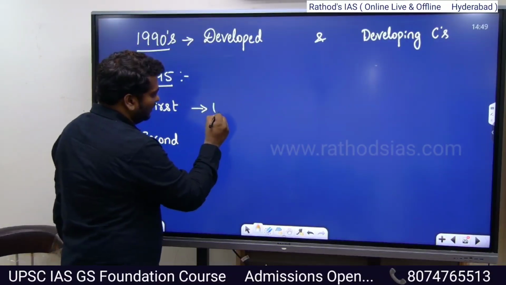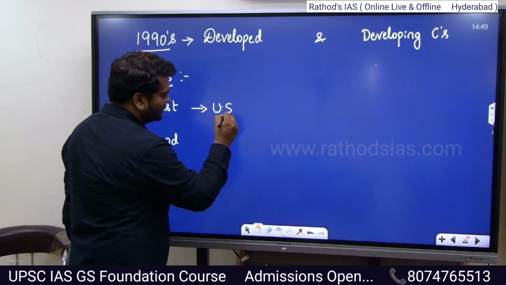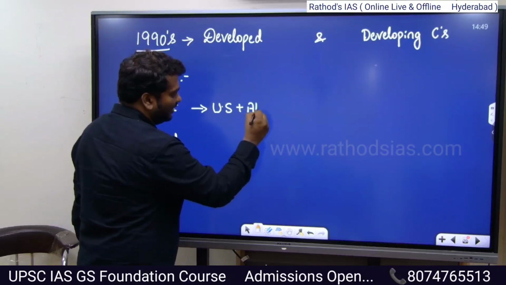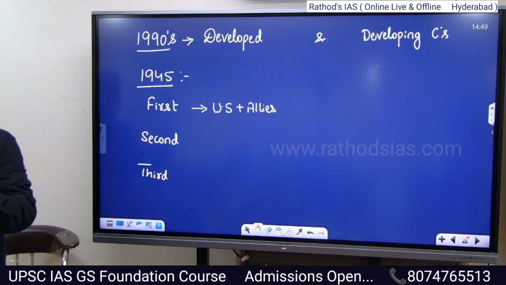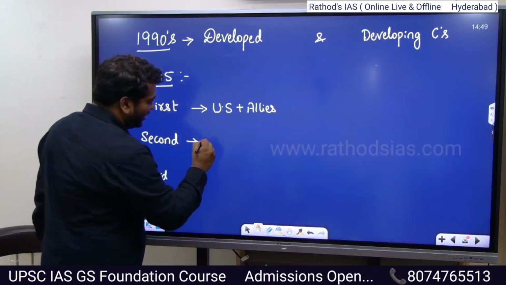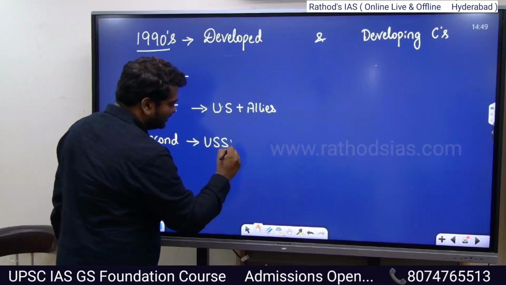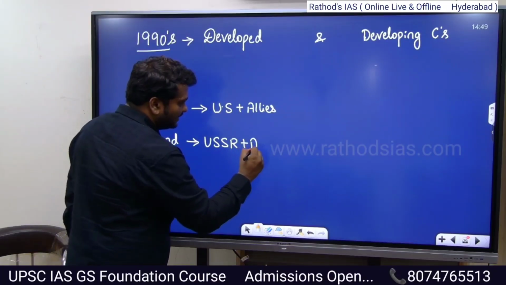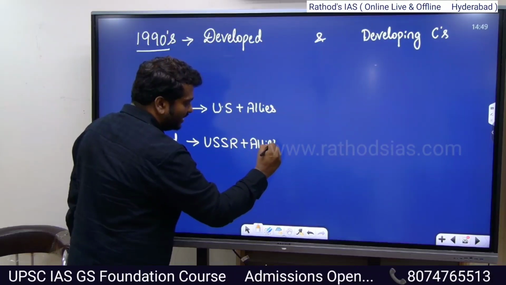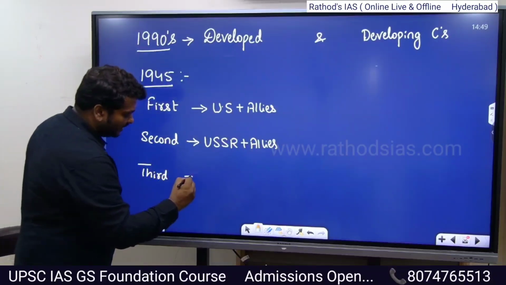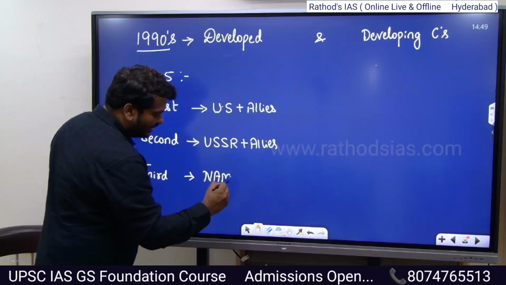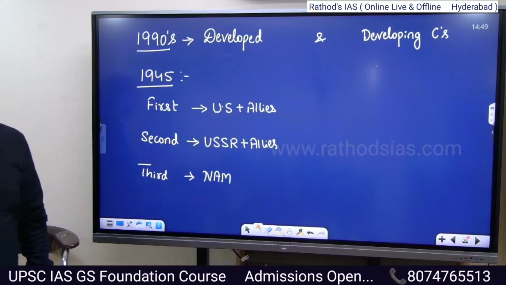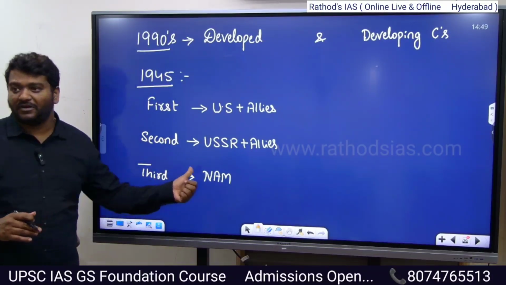The US and all its friends were called first world countries. You had Russia at that time. What was Russia called as? USSR. USSR and its allies were called second world countries, and when we say non-aligned movement, NAM, the remaining countries were called third world countries.